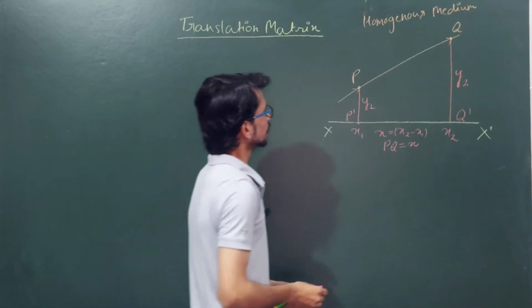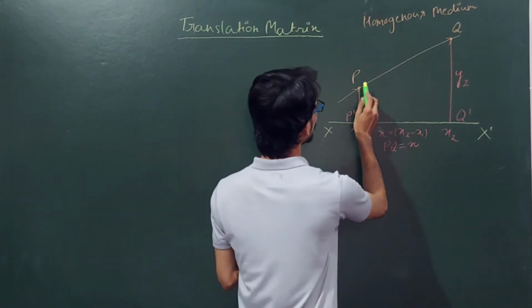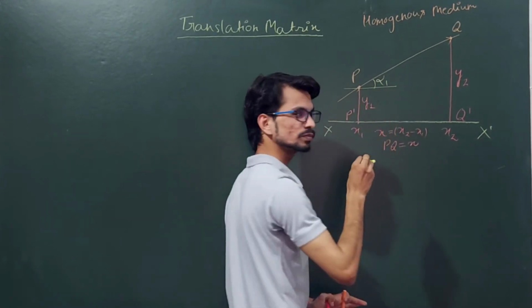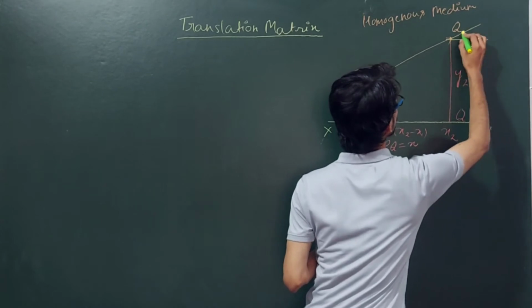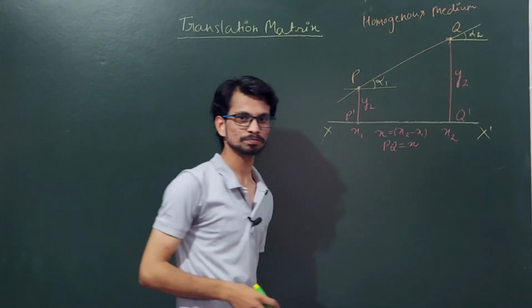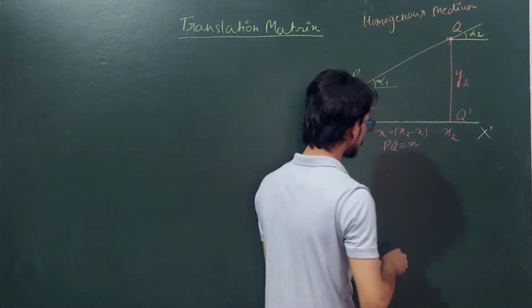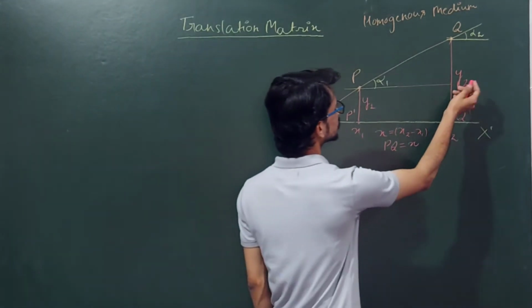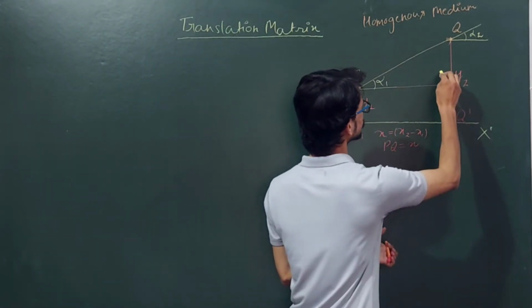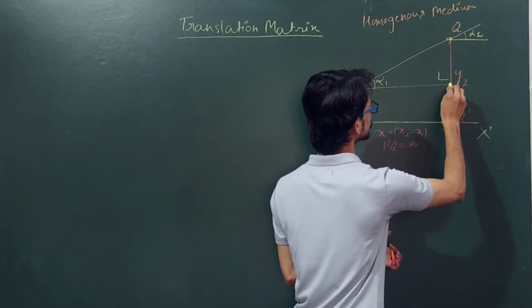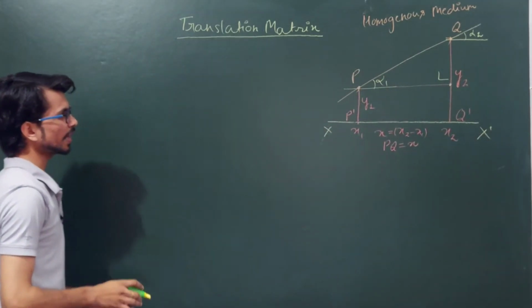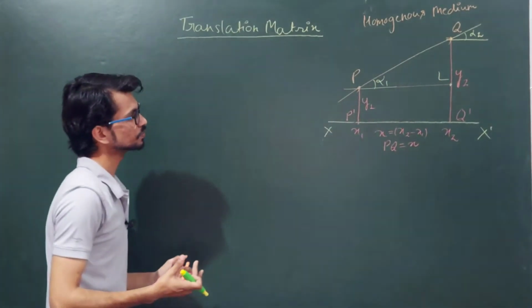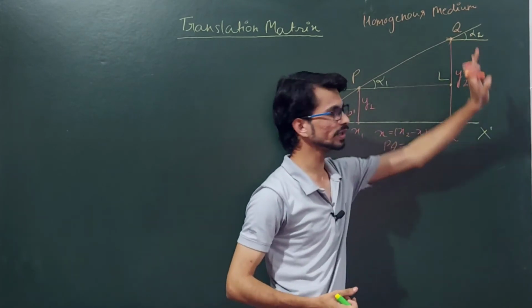Now let me write here the angle made by this point P with the principal axis. Let's say this is alpha 1, and this angle is alpha 2. For convenience, I will use this distance also. Let's say this point is L here. Now I have to find the matrix for this translation of the ray. Then I will have y1 and y2, alpha 1 and alpha 2.